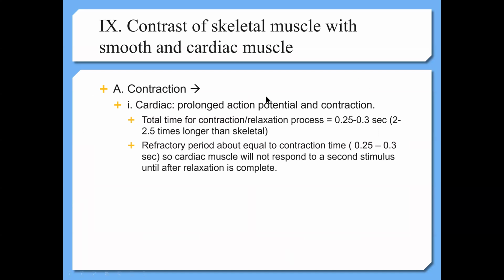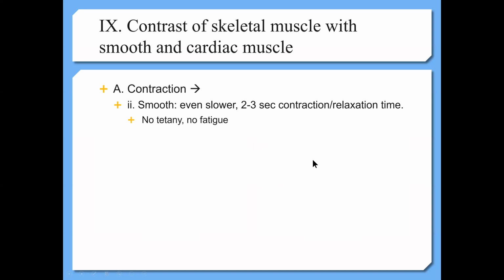So remember that with cardiac muscle, you don't need to remember the times. What you do need to remember is 2 to 2.5 times longer. Skeletal muscle is very short. Skeletal muscle can fatigue. Cardiac muscle's contraction and relaxation total time is 2 to 2.5 times longer than skeletal muscle, and its refractory period, or its rest period, is equal to its contraction time.